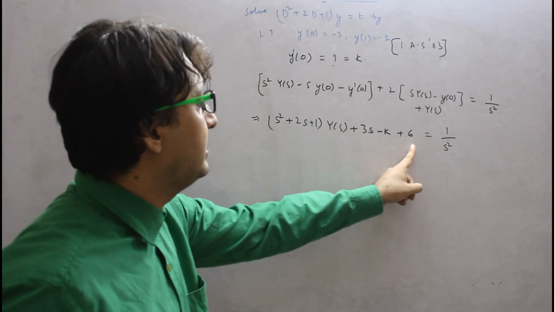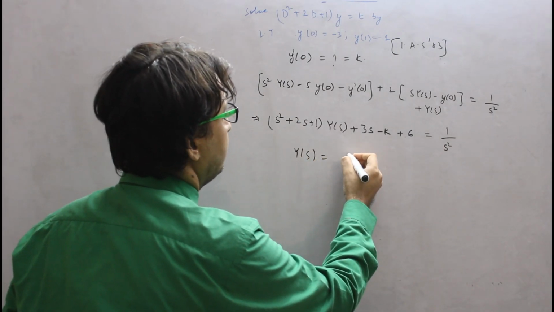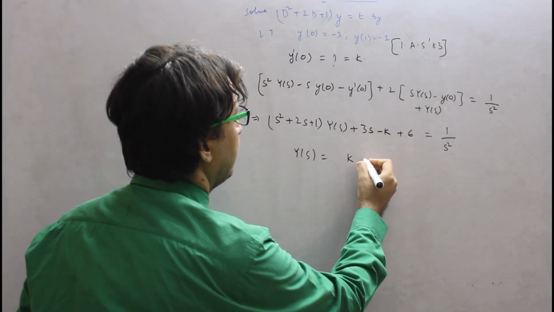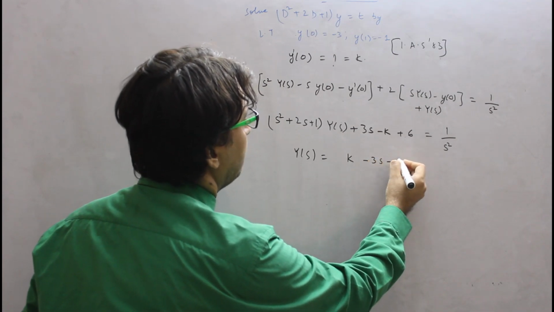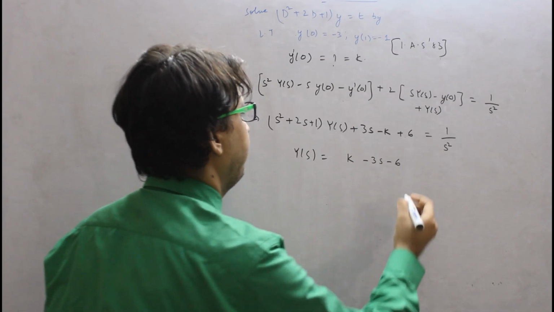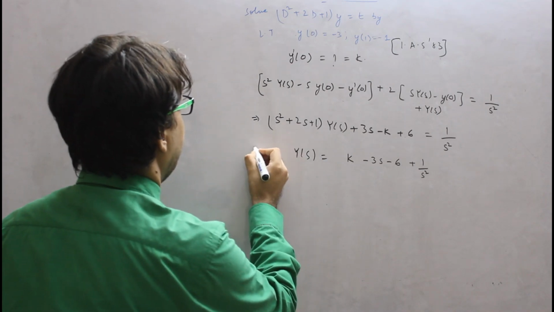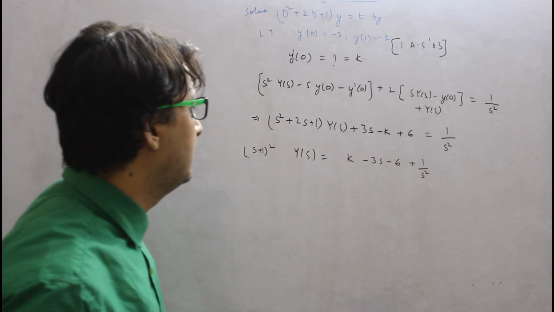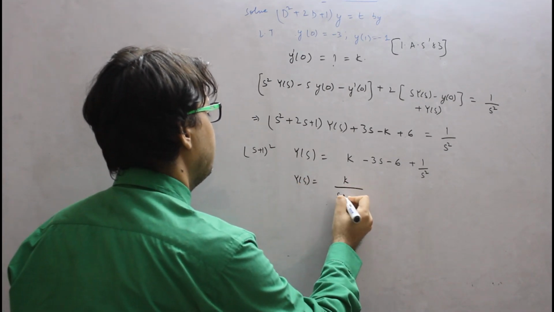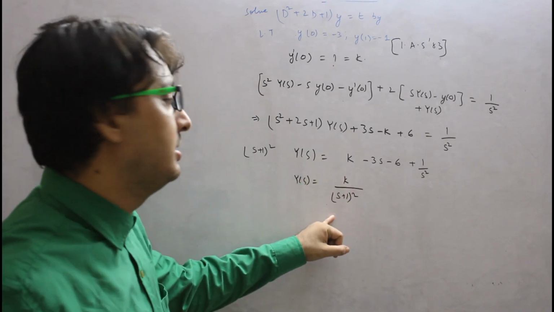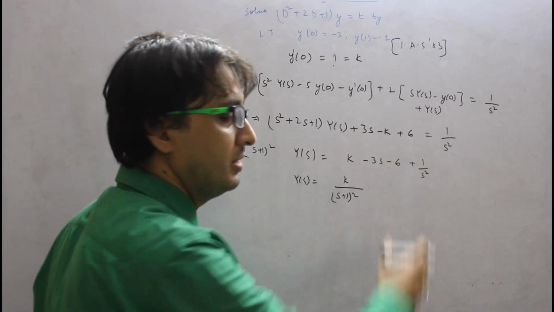So if we send all of these to that side, we can write Y(s) is equal to k minus 3s minus 6, plus 1 by s squared, all over (s plus 1) whole squared. We can see over here that we can write it as k, because this gives me the partial fraction form. That is why I have written it like this, so that it becomes easy to compute. We could have taken the LCM for all, and that could also be done.